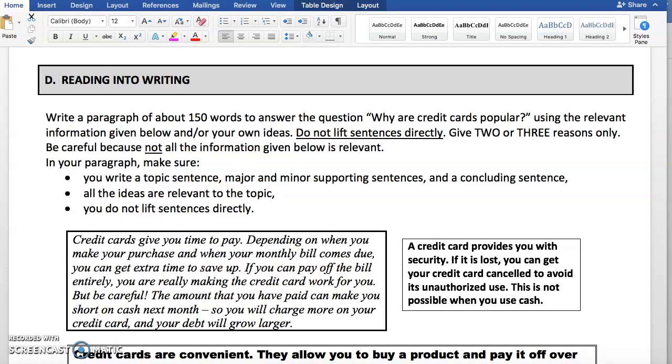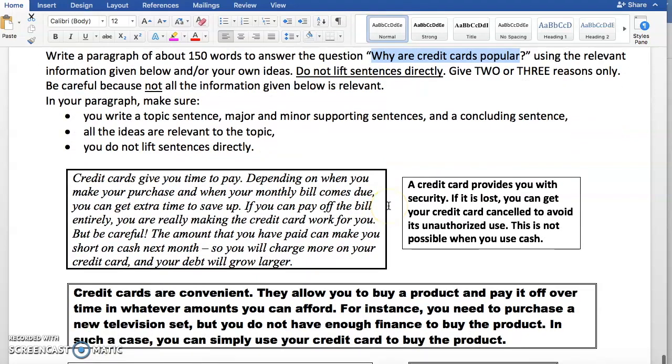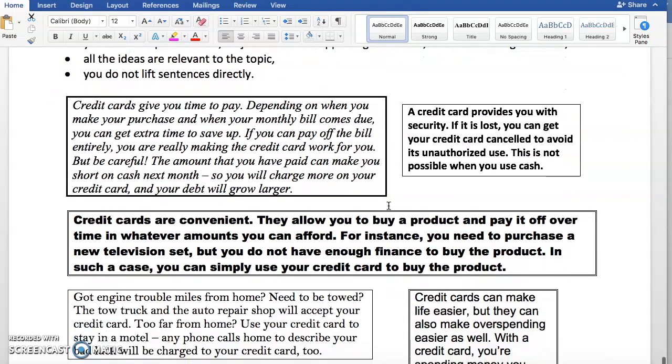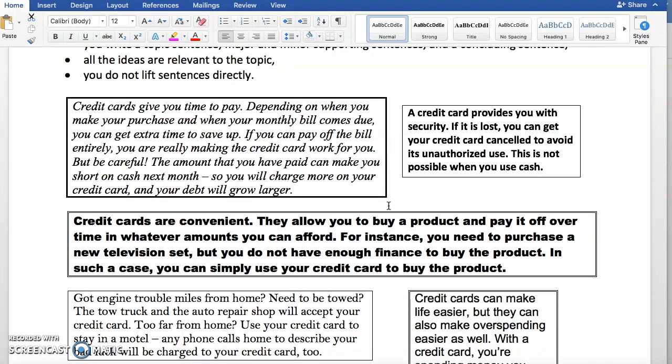Finally, you have a second writing task on page 12. And in this writing task, you are going to practice taking some ideas from a reading text and inserting them into your paragraph. Remember, you did a similar exercise in writing handout 5 as well. The important point here is, let's have a look at the task first. Why are credit cards popular? So there are some short reading texts here that can give you some ideas that you can make use of in your paragraph. But what is the important point here?